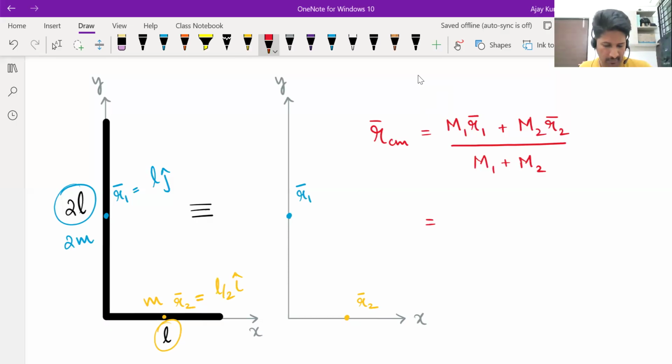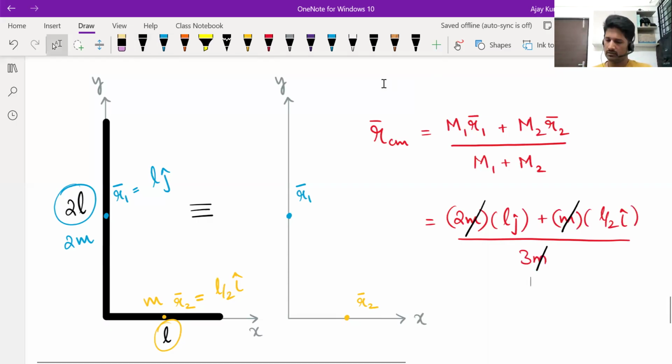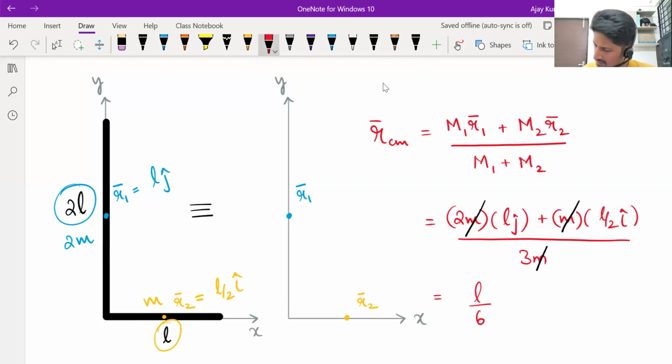Therefore, this becomes mass of the first part is 2m. Position vector of the first part is L j cap. Mass of the second part is m. Its position vector is L by 2 I cap, divided by total mass of the system, which becomes 2m plus m. I'll directly write it as 3m. And this is why I said exact mass doesn't matter. It's only the ratio that matters. Because m will be common in the numerator and denominator, it will get cancelled. That's all. There you have the answer. If you write the I cap first, it becomes L by 6 I cap. And the j cap part will be 2L by 3 j cap.